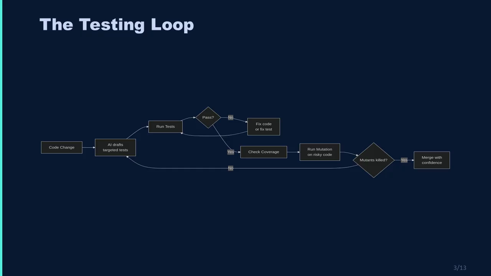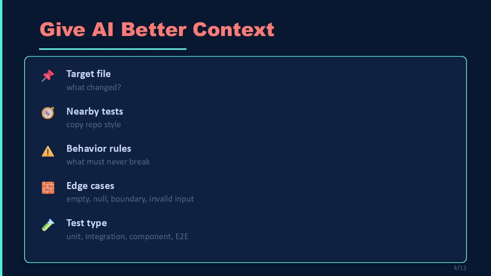After tests pass, coverage shows blind spots. Mutation testing then checks whether your tests can catch fake bugs. If mutants survive, go back and ask AI for stronger behavior tests. AI test quality depends on context.